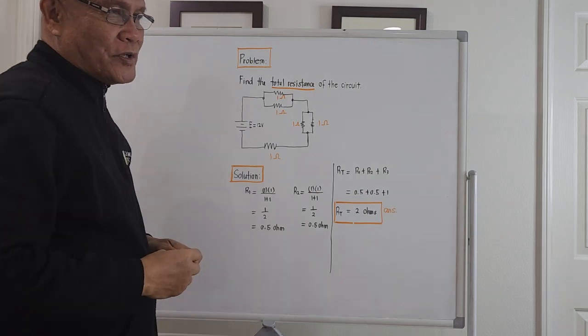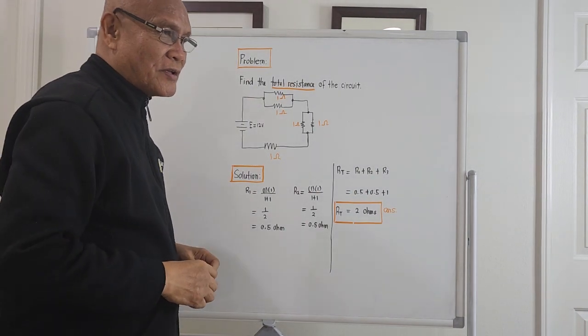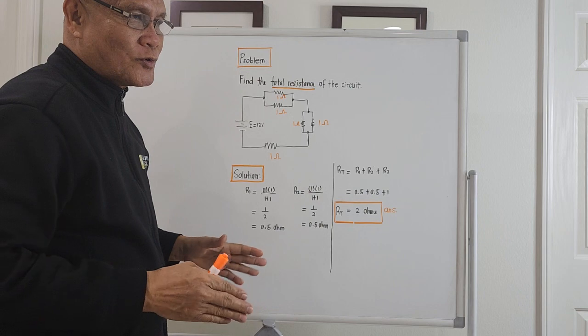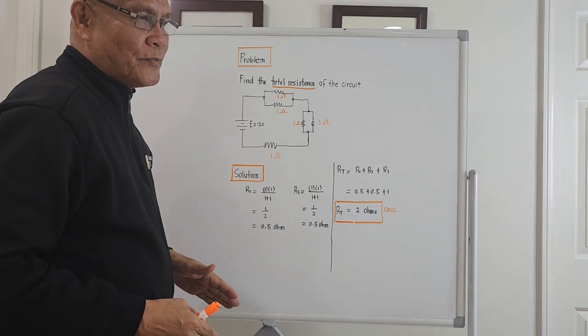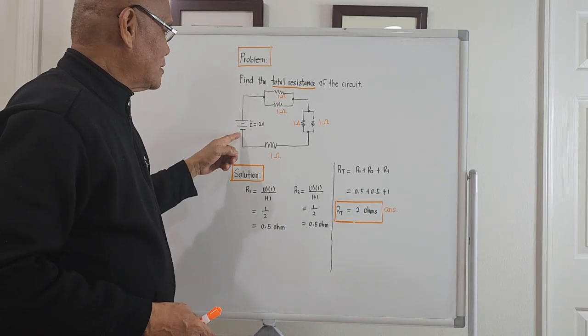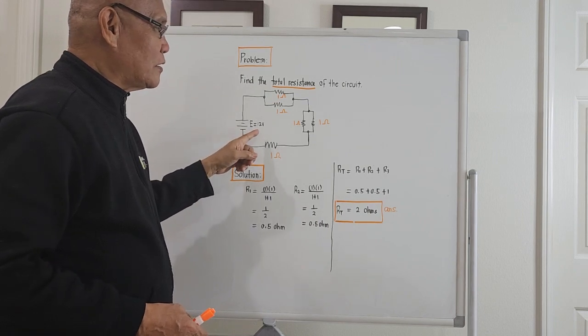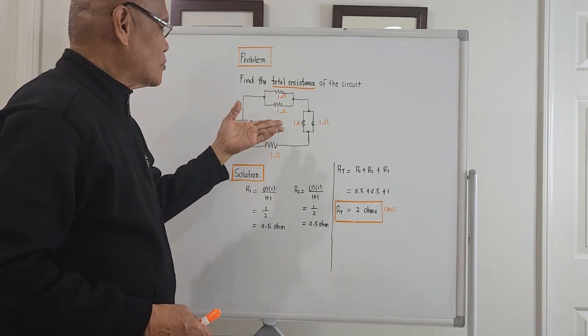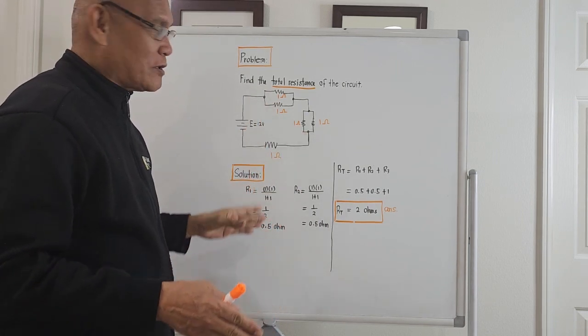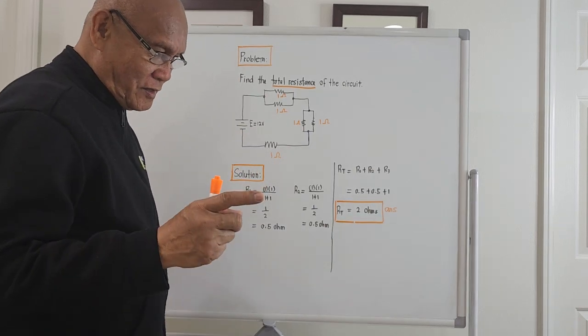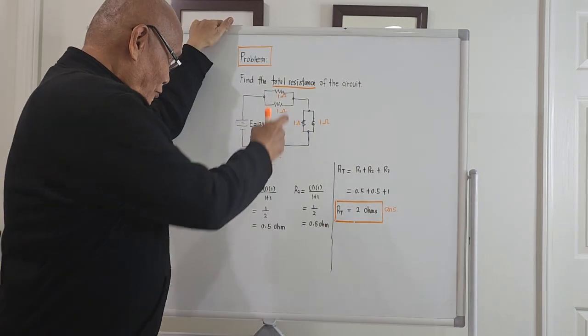The components of the circuit are all resistances. It is a DC circuit. The power supply is designated by a battery and it is 12 volts. I just place E equal to 12 volts for the meantime. We don't need it. The problem is only asking for the total resistance.